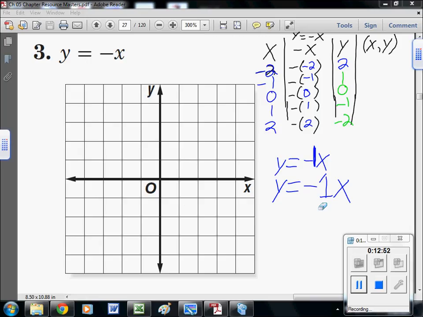So your outputs are 2, 1, 0, -1, -2, meaning your range is 2, 1, 0, -1, -2. Let's put those together in ordered pairs real fast. (-2, 2), (-1, 1), (0, 0), (1, -1), and (2, -2).